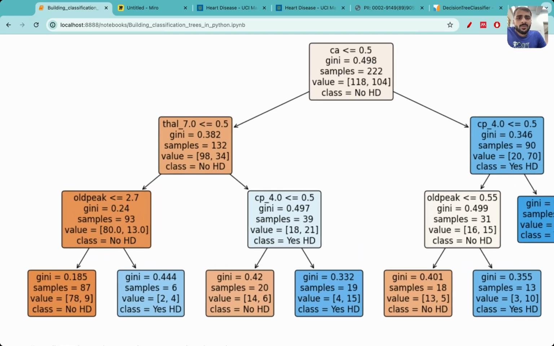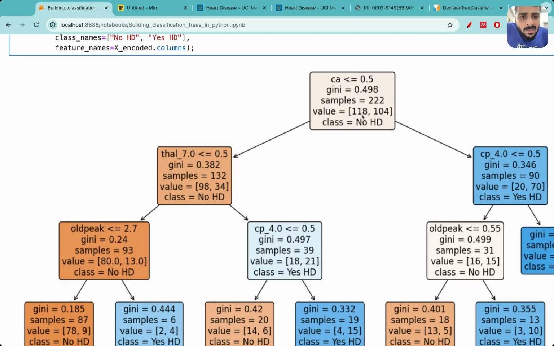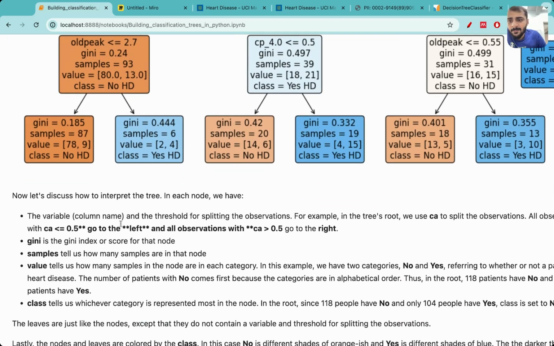One more thing which you should be noting here is that there are two values here, right, which is 118 and 104. So let's see what they mean. So let's discuss how to interpret the tree.